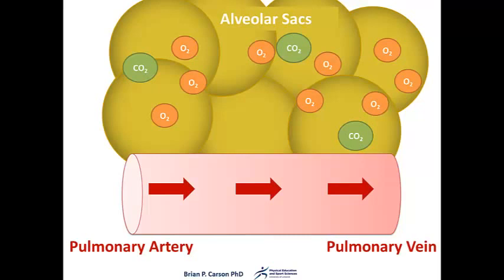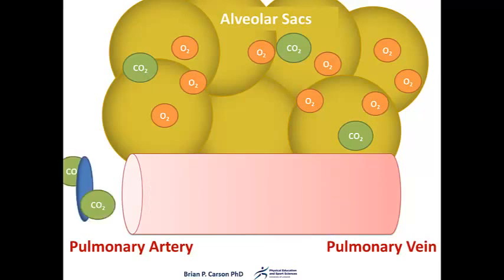This blood has a high partial pressure of carbon dioxide and low partial pressure of oxygen. Carbon dioxide is transported in three forms: bound to hemoglobin on the erythrocyte, as hydrogen also bound to hemoglobin, or as bicarbonate dissolved in the blood. In the alveoli, the partial pressure of oxygen is high and carbon dioxide is low.